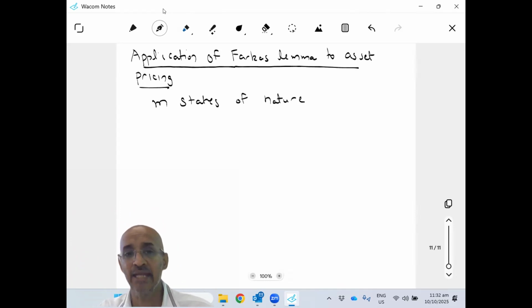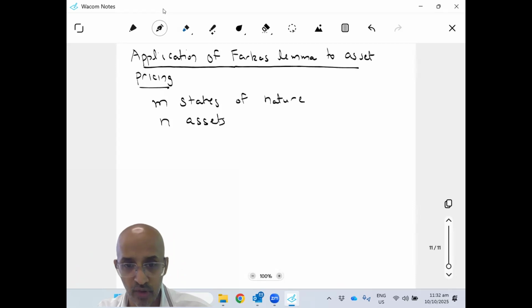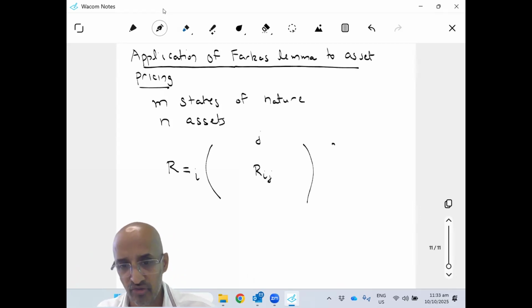And there are n assets. These are maybe things you invest in, maybe stocks if you want. You have a payoff matrix. Let's call this R. This is a matrix of size m by n. The entry in the ith row and jth column is called Rij. So I've got m rows, n columns.